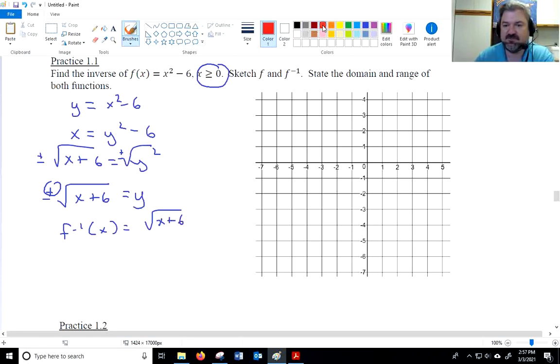Let's graph both. So x squared minus 6 for x greater than or equal to 0 starts at negative 6. Then 1, negative 5. And 2 squared is 4, minus 6 is negative 2. 3 squared would be 9, minus 6 is 3. So we get this kind of shape here.